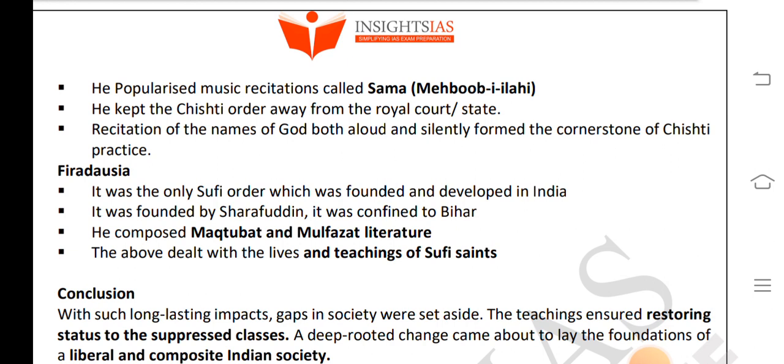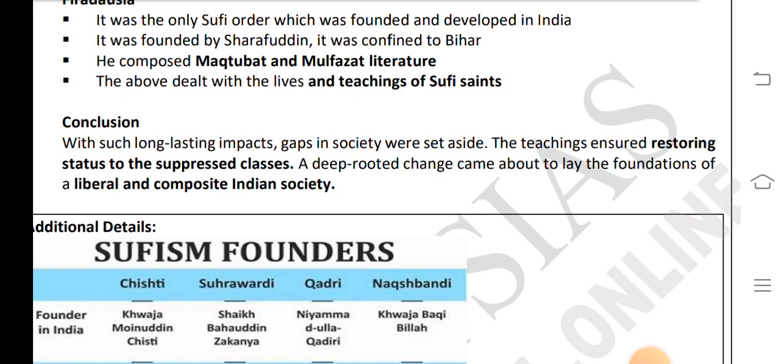He popularized music and recitations called Sama, and Mehboob-i-Ilahi kept the Chishti order away from royal courts and estates. Recitation of the name of God, both aloud and silently, forms the cornerstone of the Chishti practice.